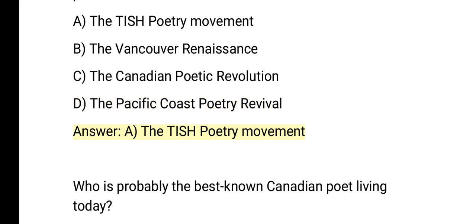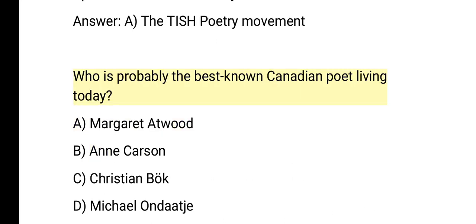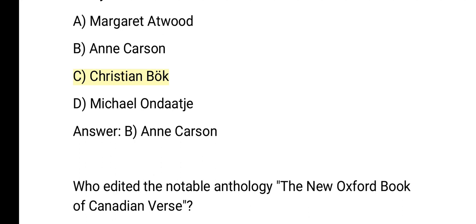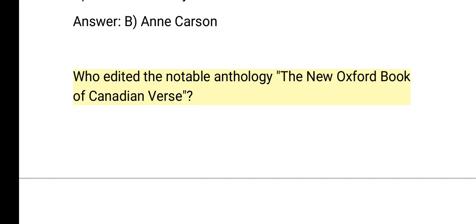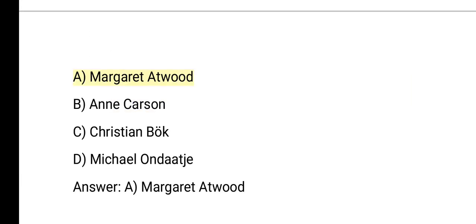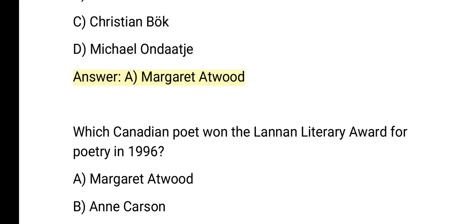Who is probably the best known Canadian poet living today? A. Margaret Atwood. B. Anne Carson. C. Christian Bach. D. Michael Ondaatje. Answer. B. Anne Carson. Who edited the notable anthology, The New Oxford Book of Canadian Verse? A. Margaret Atwood. B. Anne Carson. C. Christian Bach. D. Michael Ondaatje. Answer. A. Margaret Atwood.